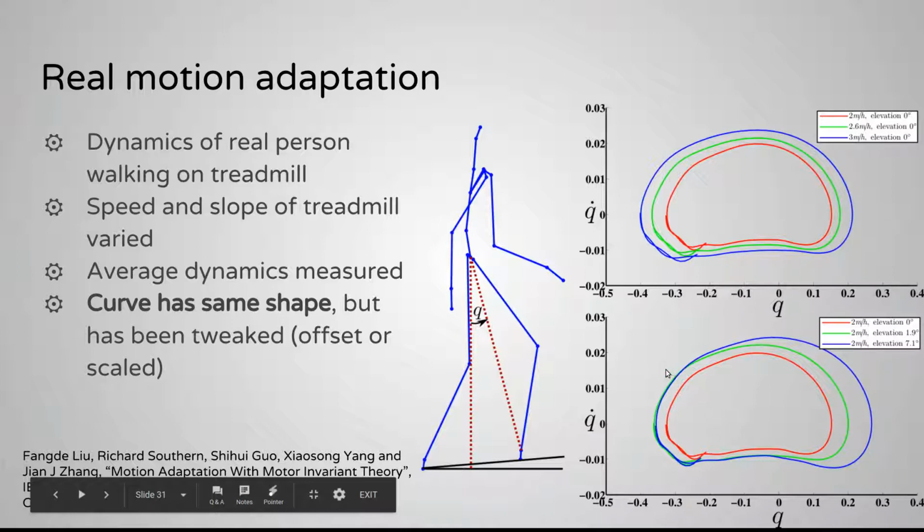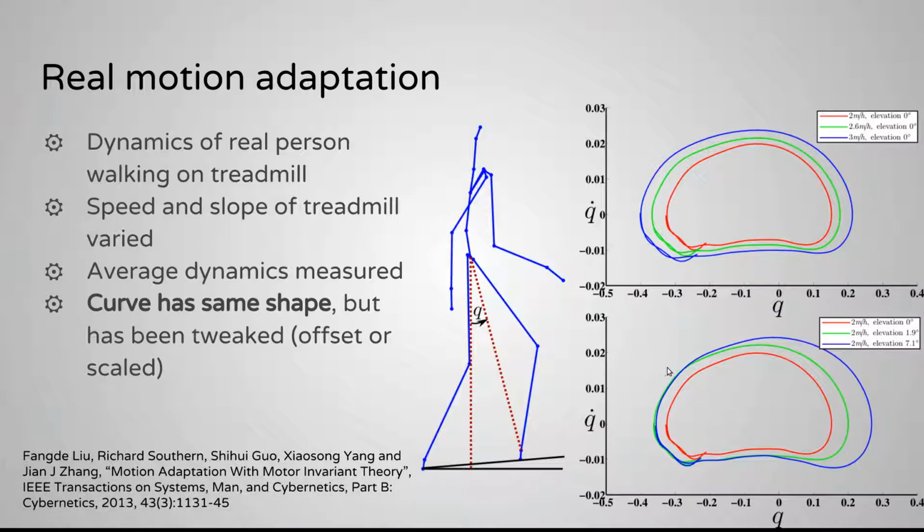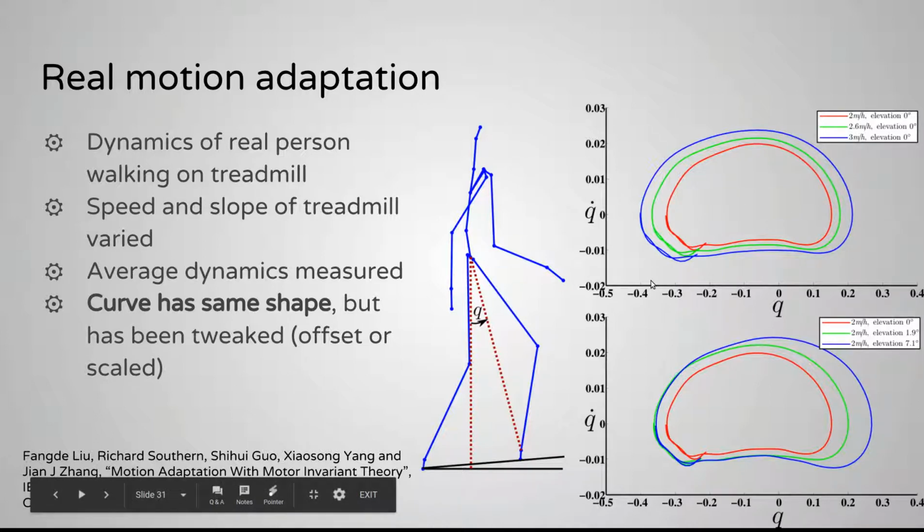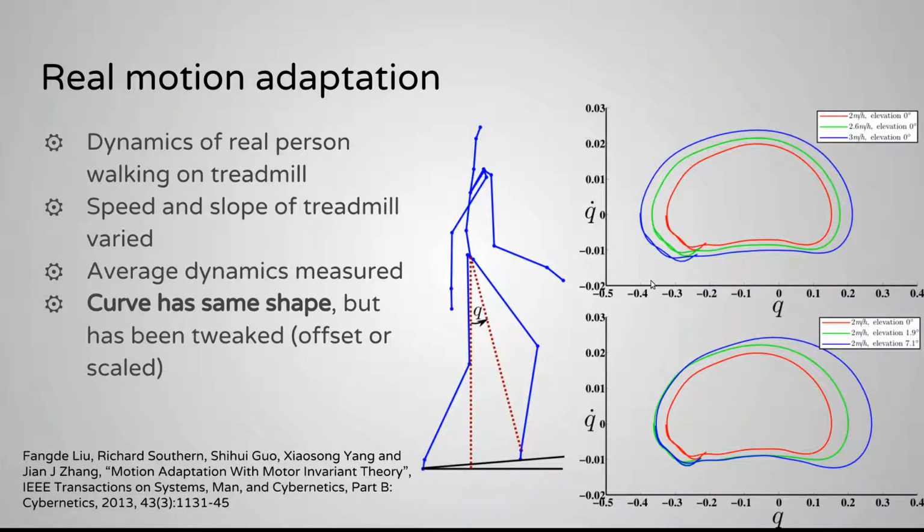So using exactly the same walking method, so it's the same kind of mechanical system, if you like, but the person has now changed their walking to account for the changes in slope and speed. But I think the key thing here is that the curve is the same shape, right? So you can argue that these shapes are equivalent, but they have been tweaked, as in they've been offset or scaled because of the adaptation that's taken place. And that's essentially what we're trying to model.